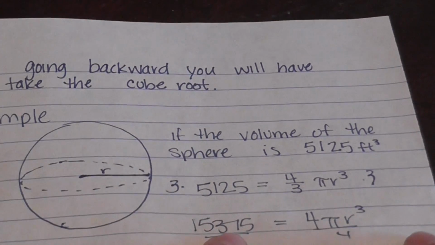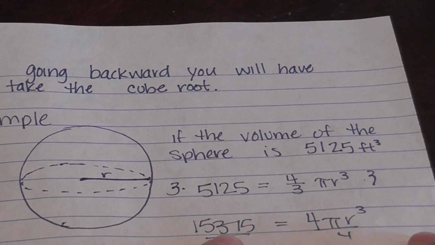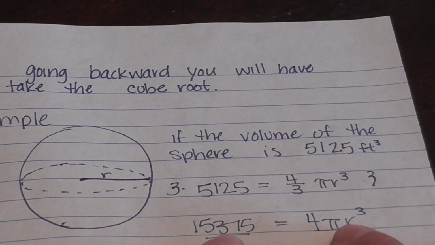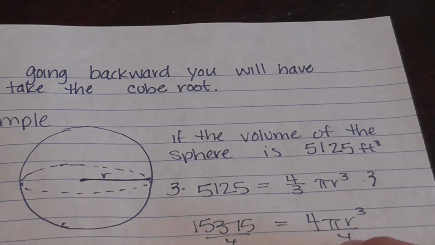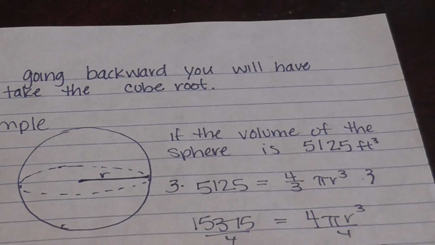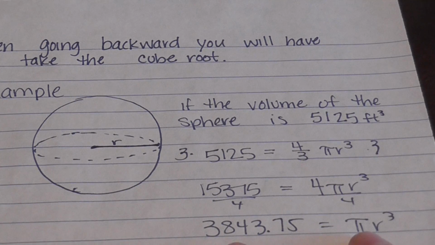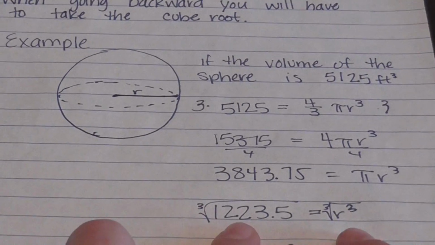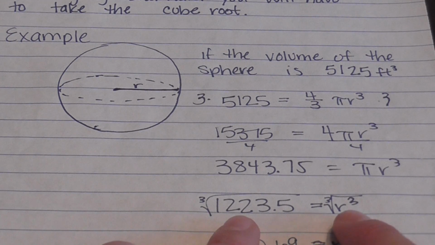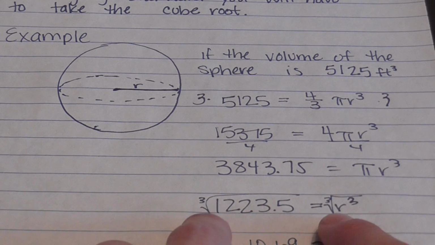Then I have 15,375 equals 4 pi r cubed. Well, to get rid of the 4, we divide both sides by 4. So then we've got 3,843.75 equals pi r cubed. So we divide out the pi and we're left with 1,223.5 equals r cubed. Well, to get rid of it, we take the cube root.